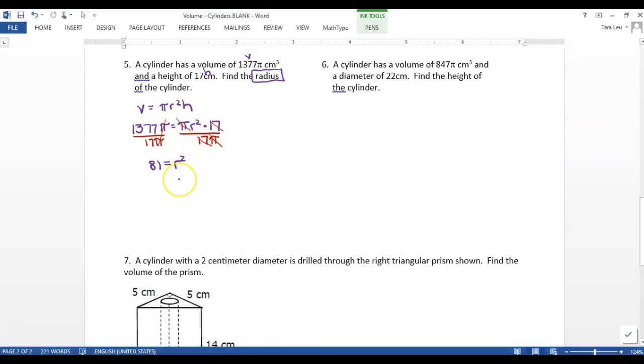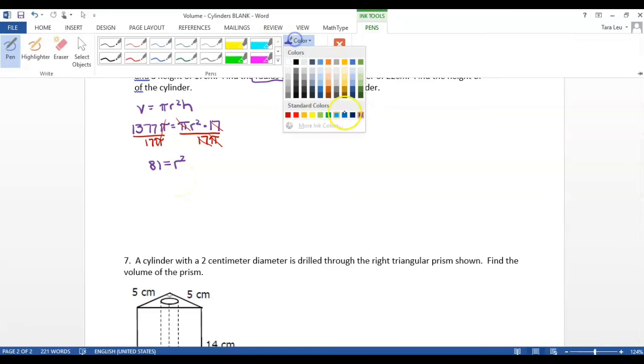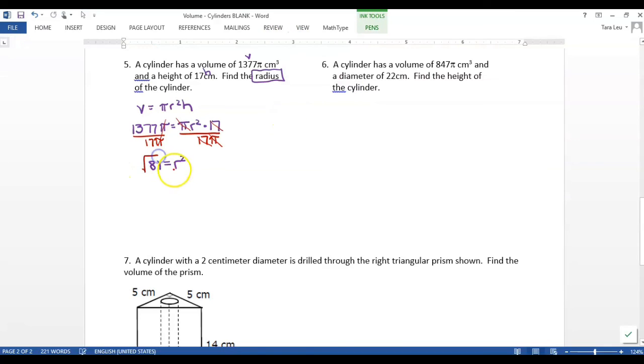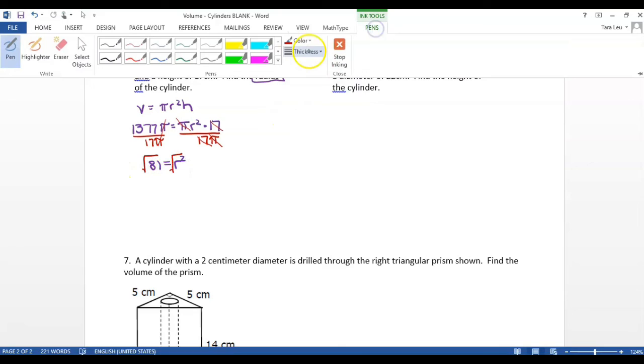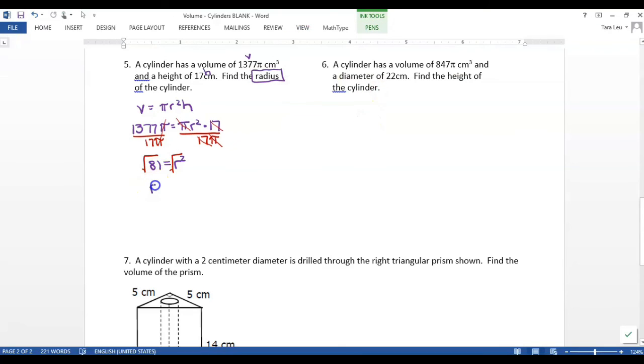So how do we get rid of a squared? Well, we take the square root. So we're going to take the square root of the left side and the right side. So r is positive or negative 9, because the square root of 81 is positive or negative 9. Since we're talking about the radius of a cylinder, the radius can never be negative. So the only radius for this problem is going to be positive 9 centimeters. Okay, you will be trying problem number 6 on your own.